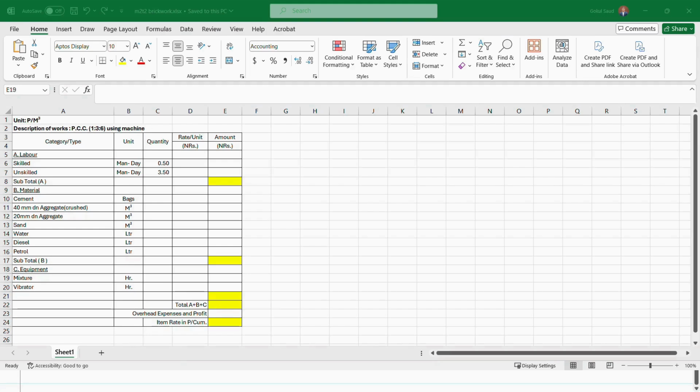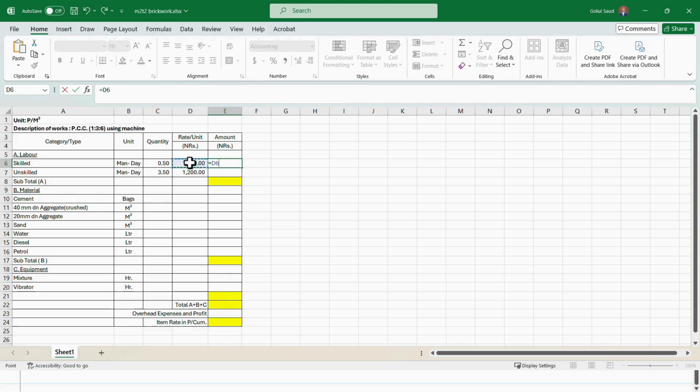Okay, so this is the Excel sheet for the PCC, and you can see this is M10, M10 grade of the concrete. All right, so the first is the labor. Skilled labor, man day, you need 0.5, and unskilled labor, you need 3.5. And this comes from the standard, and I have already discussed about this. So for the skilled labor, I'll put 1500, and for the unskilled labor, I'll put 1200. And the amount is rate times the quantity, enter, and this is my amount.